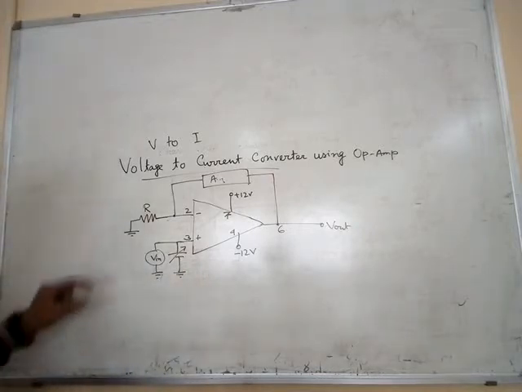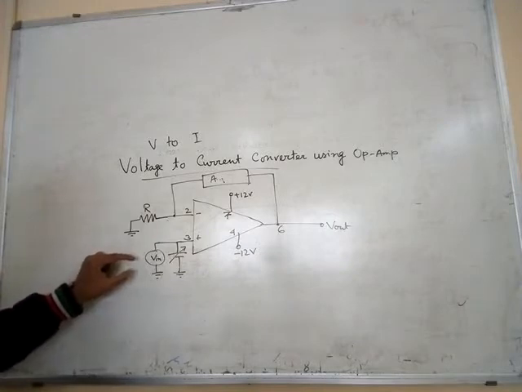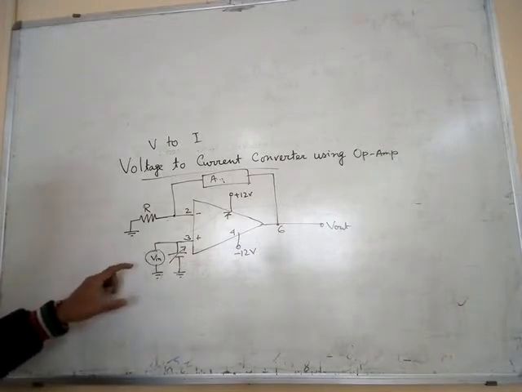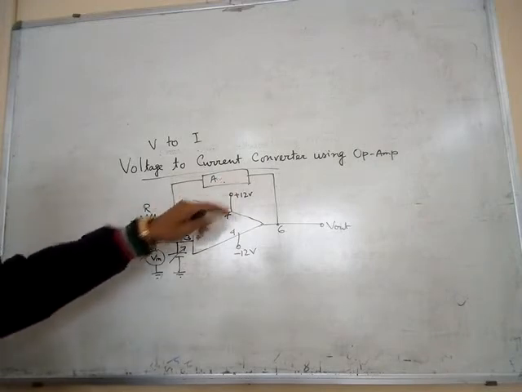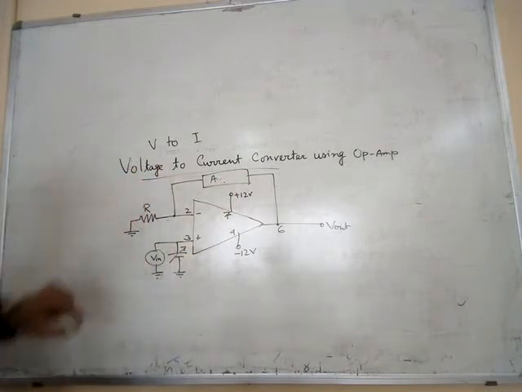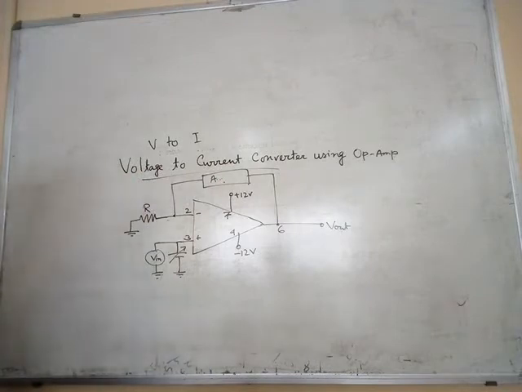So we vary V in here from suppose 1 to 10 volt. According to this, we can get the current from this multimeter. So we need two multimeters in this circuit. Now I describe the circuit.